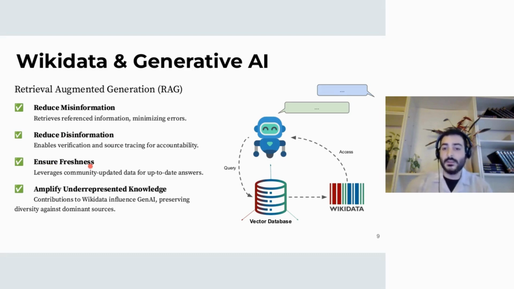We ensure freshness, because then the AI model is referencing up-to-date information updated by the community. And we amplify underrepresented knowledge, because in that way, contributing to Wikidata would have a stronger impact on AI, instead of creating a dent in the large amounts of training data that we don't even have access to.